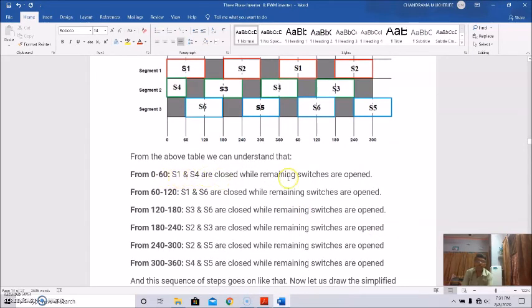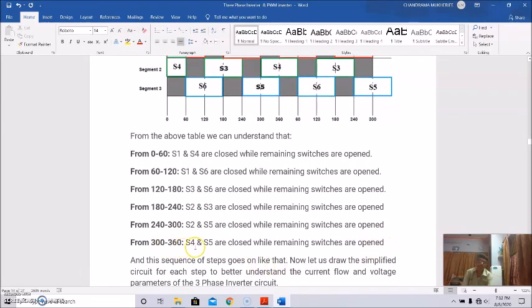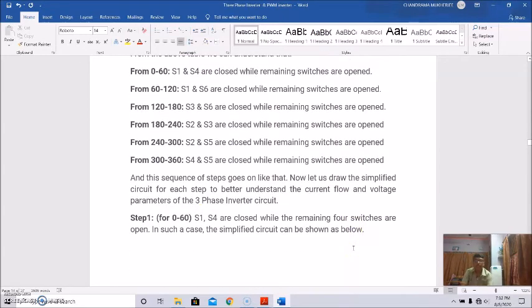From 0 to 60, S1 and S4 are closed while the remaining are open. From 60 to 120, S1 and S6 are closed, the remaining are open. For 120 to 180, S3 and S6 are closed while the remaining switches are open. From 180 to 240, S2 and S3 are closed. From 240 to 300, S2 and S5 are closed. And from 300 to 360, S4 and S5 are closed while the remaining switches are open. This sequence of steps goes on like that.